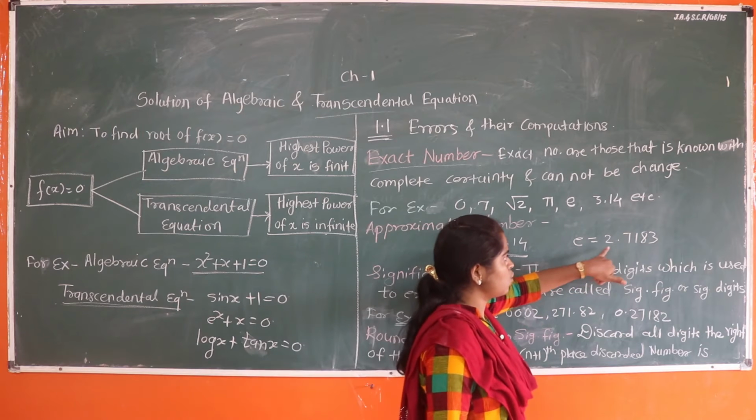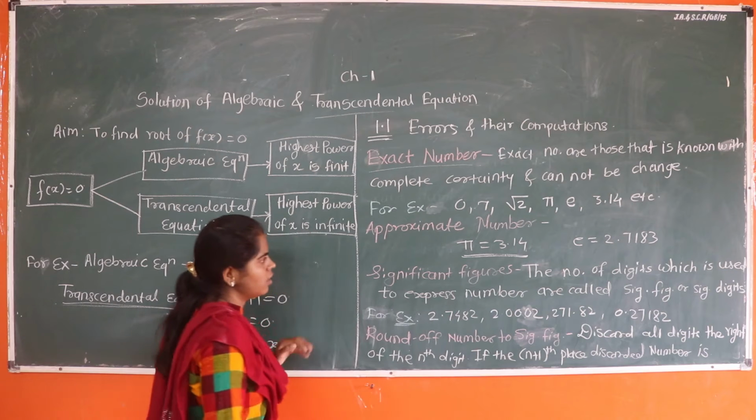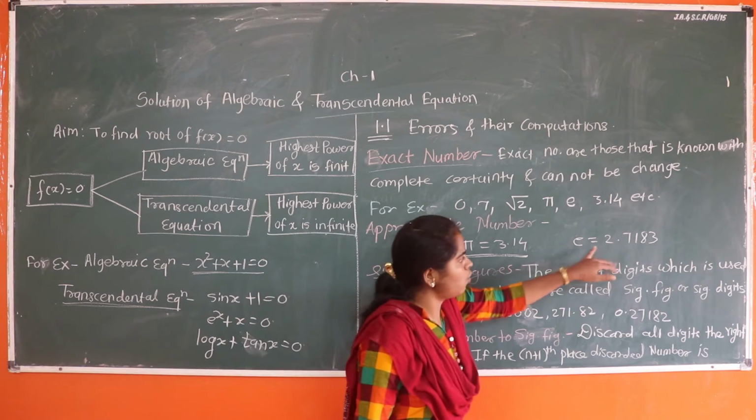Similarly, the value of e is 2.7183, which is the approximate value of e.